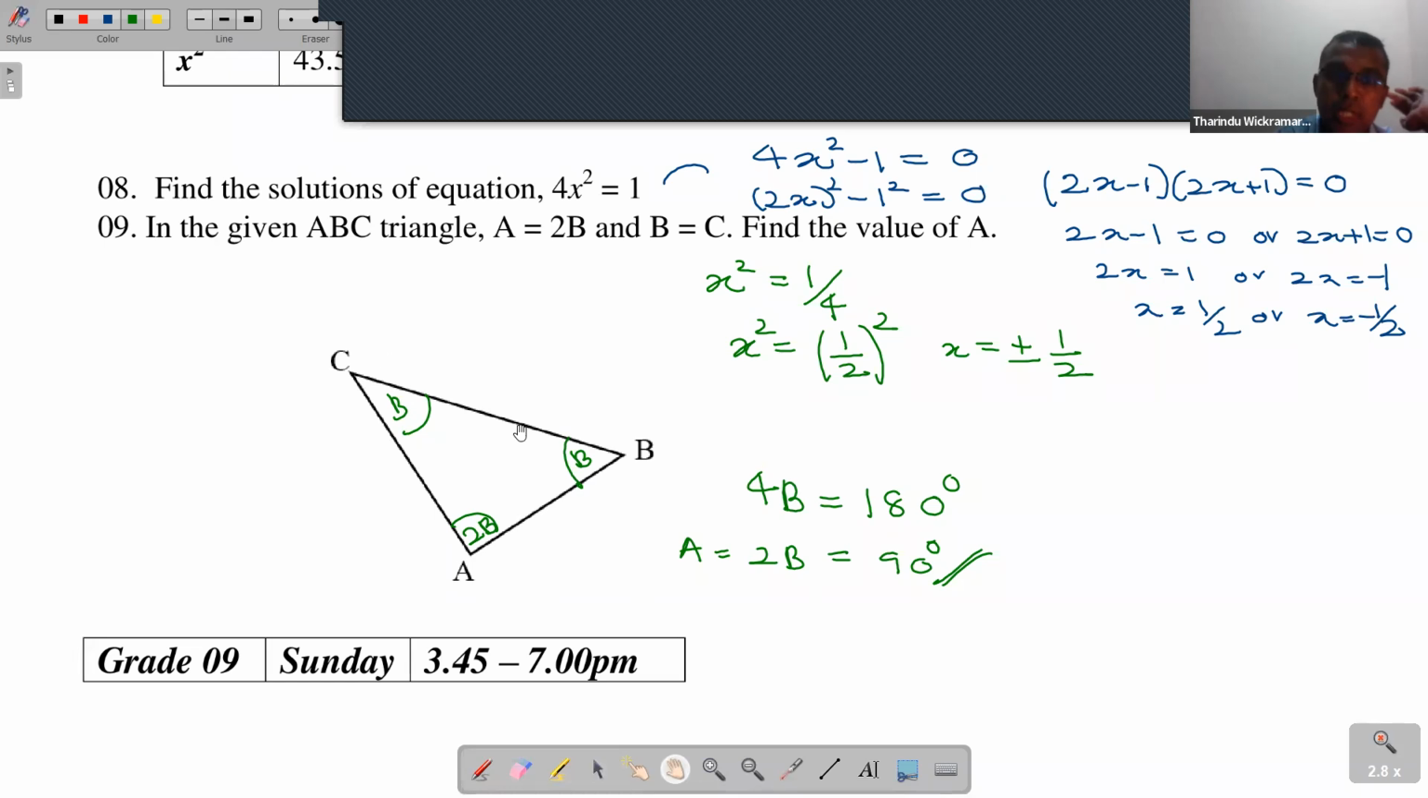So what we have to do here is convert this into one angle, either B or C. If we want to convert to A, this will be A. This is A divided by 2, A divided by 2, right?